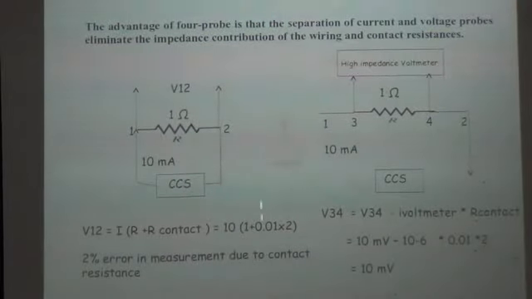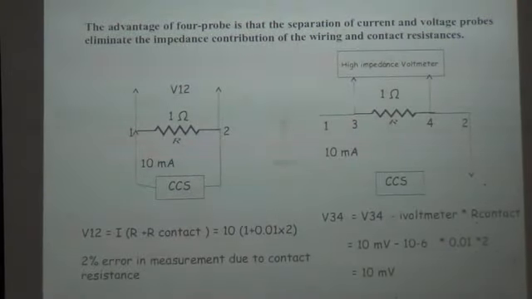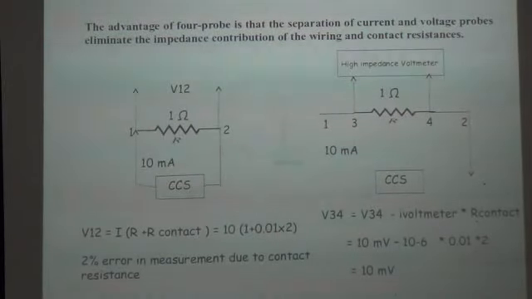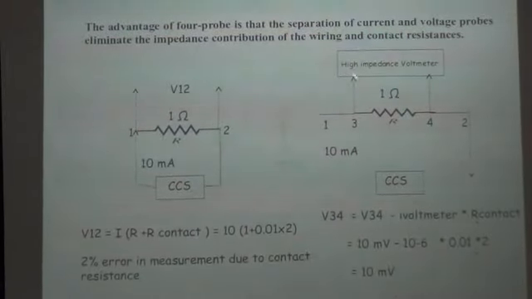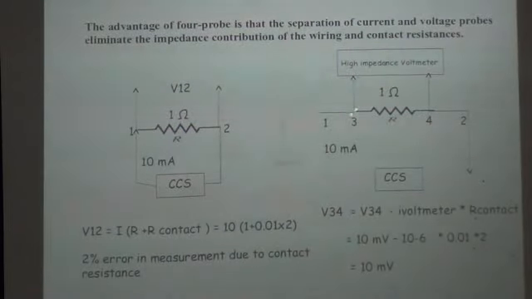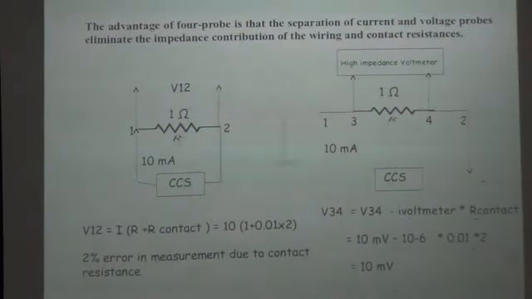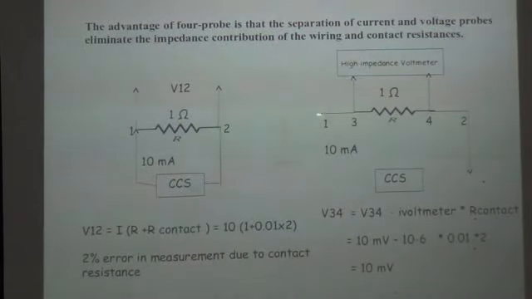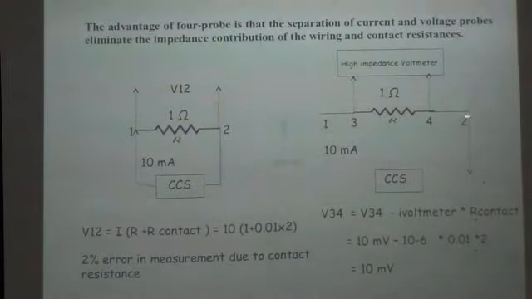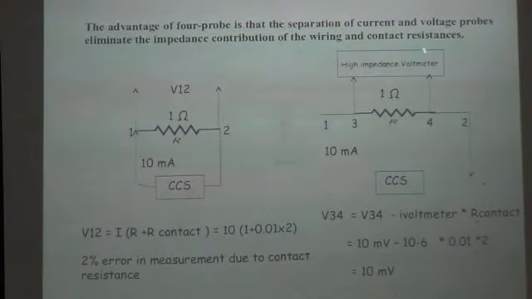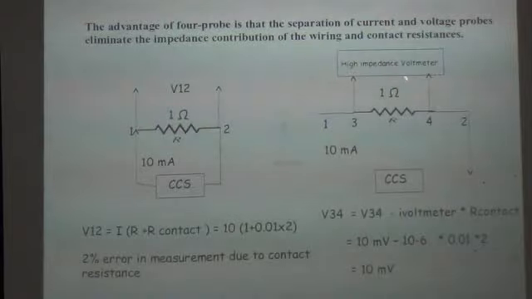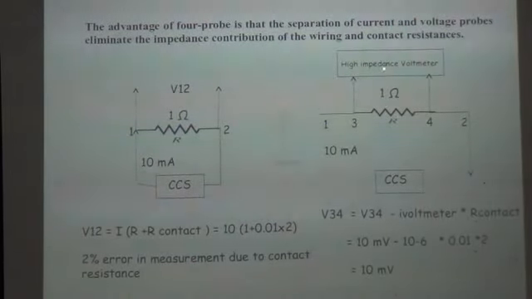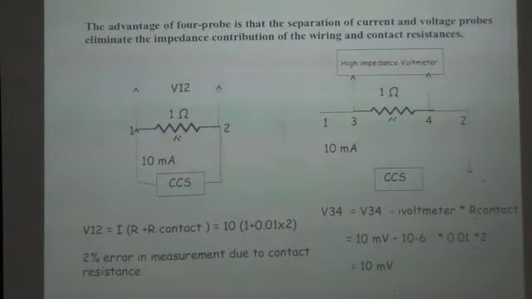0.02 into 100, so that is a 2% error in the measurement due to the contact resistance. Suppose in place of 1 ohm we have 1 milliohm, the error will be much larger than this. But here, suppose we measure the same resistance of 1 ohm. We assume we have a long wire, and the resistance is very small. The current is allowed to pass through 1 and 2 again, but we use a very high impedance voltmeter connected between the 3 and 4 terminals.